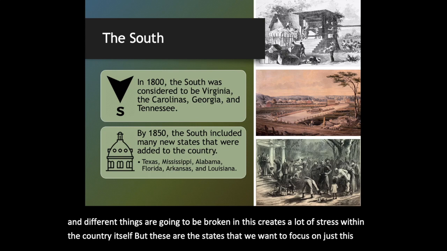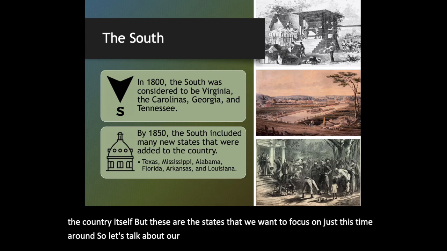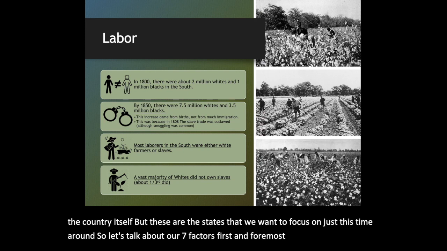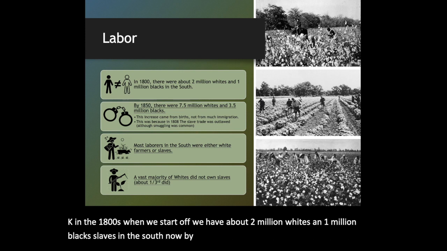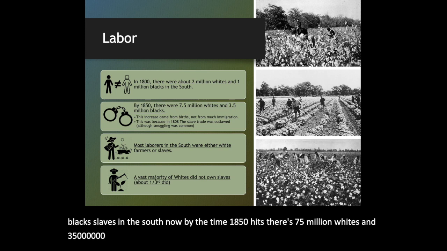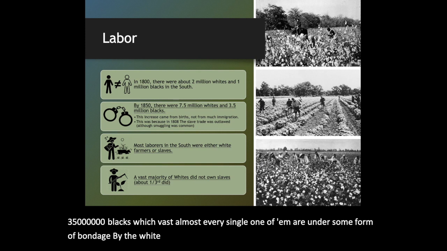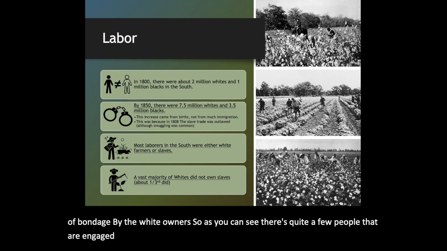So let's talk about our 7 factors. First and foremost, labor. In the 1800s, when we start off, we have about 2 million whites and 1 million black slaves in the South. By the time 1850 hits, there's 7.5 million whites and 3.5 million blacks, almost every single one of them under some form of bondage by the white owners. As you can see, there's quite a few people engaged in human servitude during this time frame.